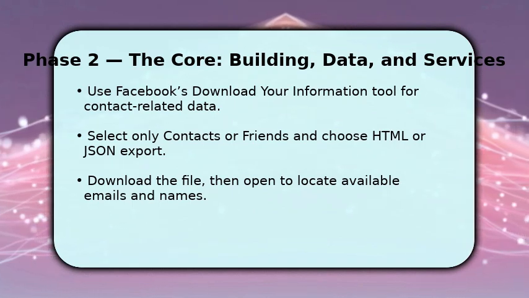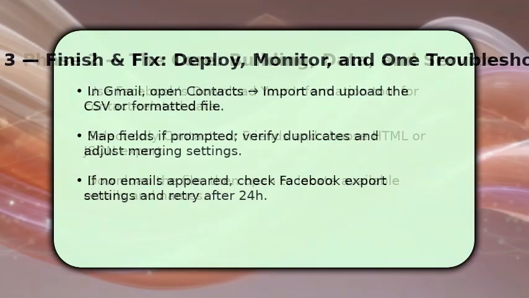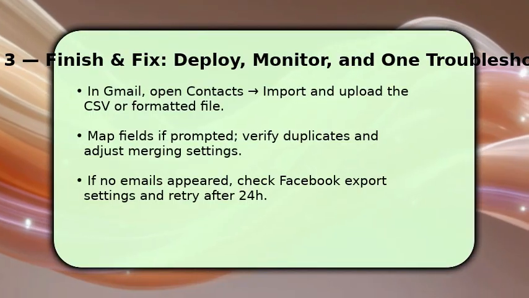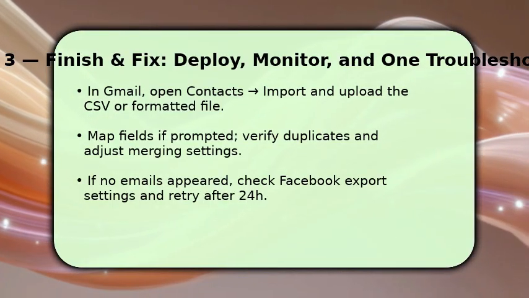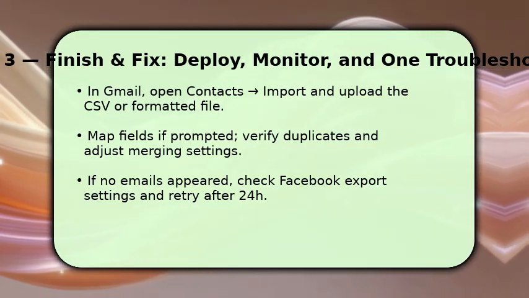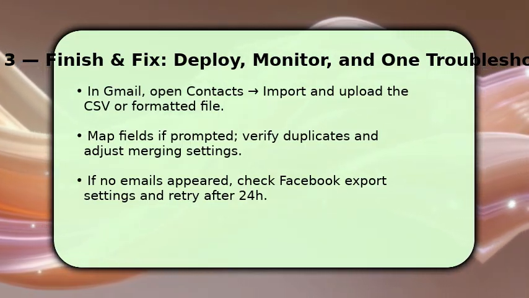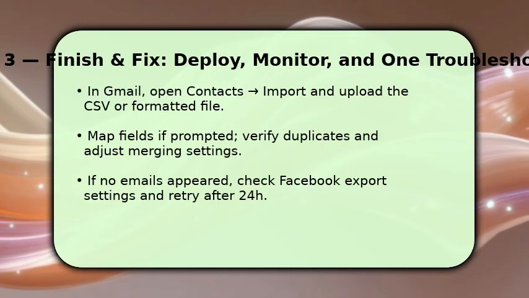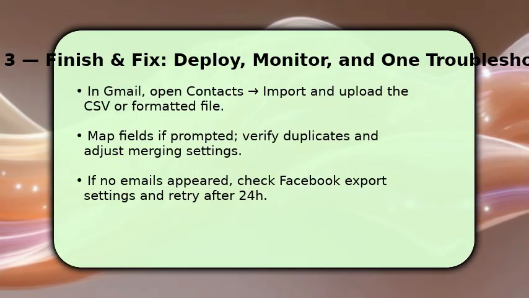Finally, import the exported file into Google Contacts by choosing Import and uploading your CSV or converted file. Map name and email fields when prompted so addresses land in the right slots. Once imported, use merge and fix duplicates to clean the list and label contacts for organization.